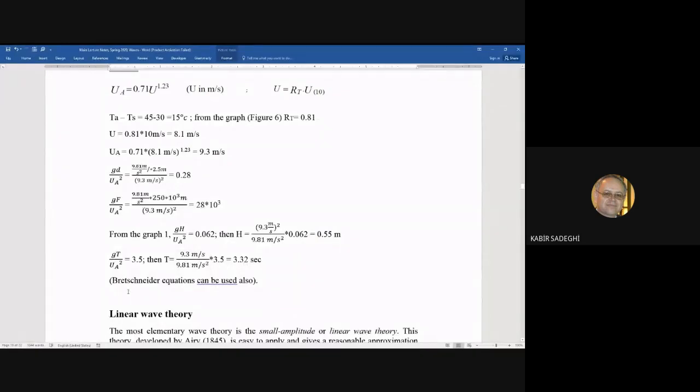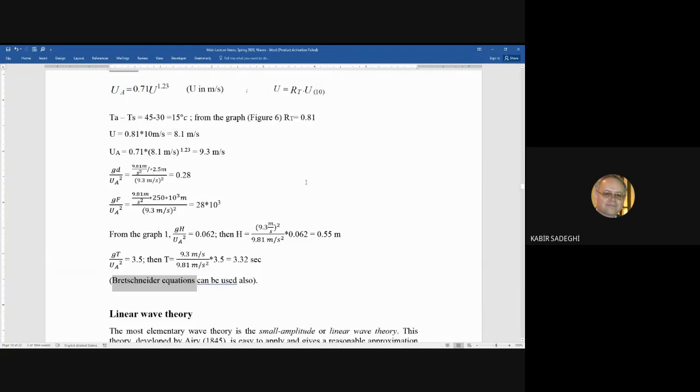Therefore, the Bretschneider equation can be used also. This is the graph that we applied. You can use the equation as well. I suggest you do both of them. Calculate and then check by graph. If I were you in an exam, I wouldn't trust only the graph, or only the formulation. I would find the values from equations and then check by the graph. Especially when it is a logarithmic scale, you should be careful. Don't take another value that is not related.